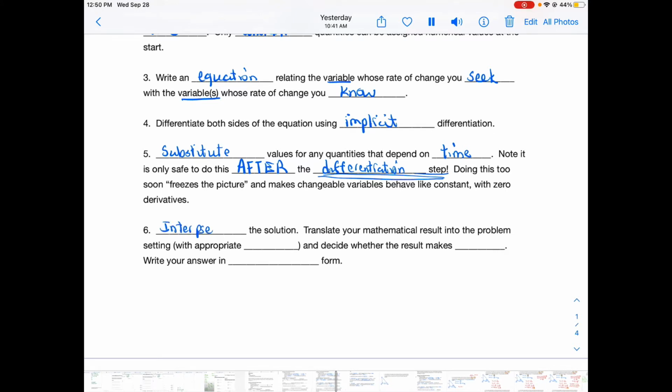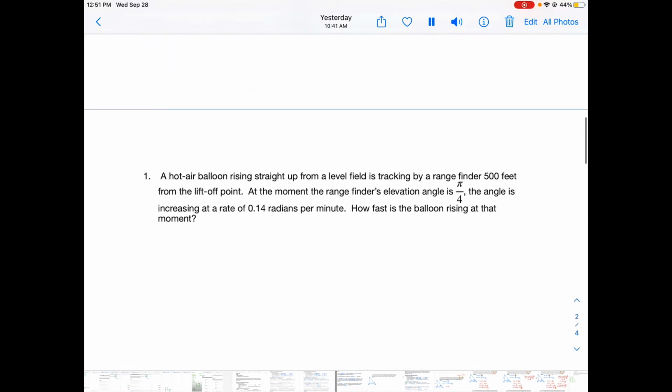The very last step is that you have an answer, but you've got to tell me what it means in terms of the situation. So you've got to interpret the solution. What that means is you're going to write a sentence and make sure you answer the question. And please remember, you have to include units of measurement in this sentence. So your answer is always going to be in sentence form with units of measurement included. Okay, so that's the 6-step process for related rates problems.